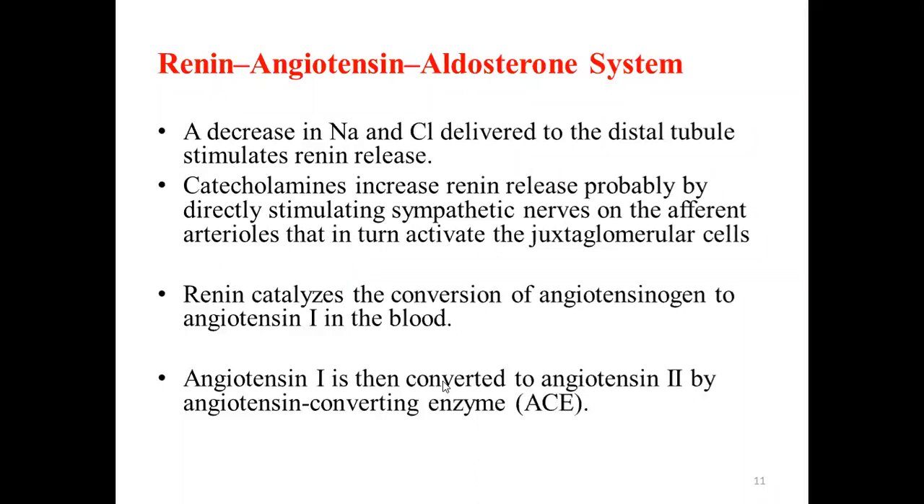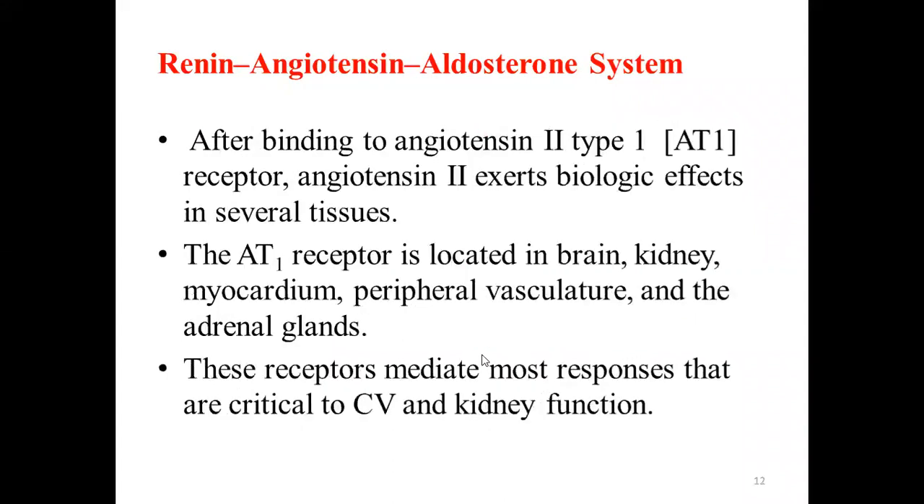Then, as I mentioned before, renin is an enzyme which originates in the kidney but catalyzes the conversion of angiotensinogen from the liver to angiotensin 1 in the blood. This angiotensin 1 can be converted to angiotensin 2 by angiotensin converting enzyme. Remember, this angiotensin converting enzyme is one of the most common drug targets in the management of hypertension. So these converting enzymes are usually targeted.